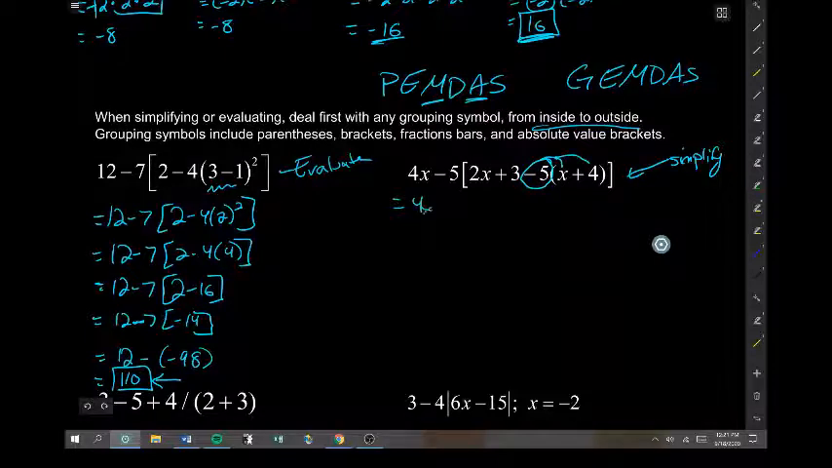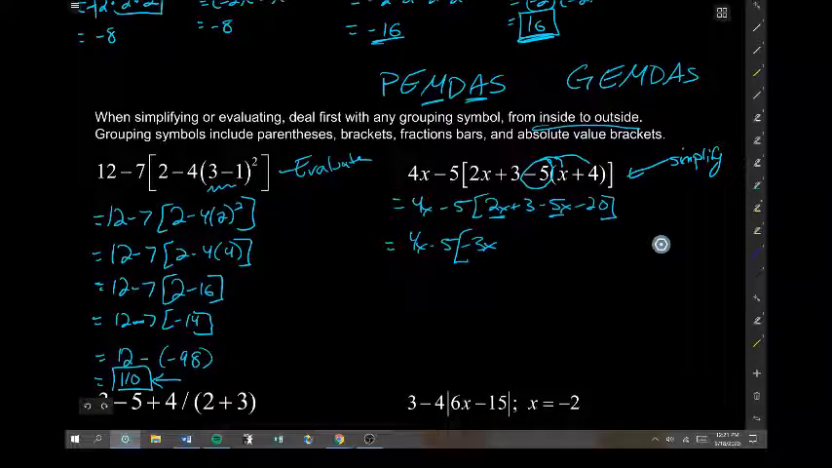And that becomes 4x minus 5 times the big old quantity of 2x plus 3 minus 5x minus 20. Distribute the negative 5 to both of those. So now it's 4x minus 5, and I'm going to combine my like terms. There's a negative 3x, and 3 minus 20 is a negative 17. So it's 4x minus 5, but that 5 is being multiplied by negative 3x minus 17.